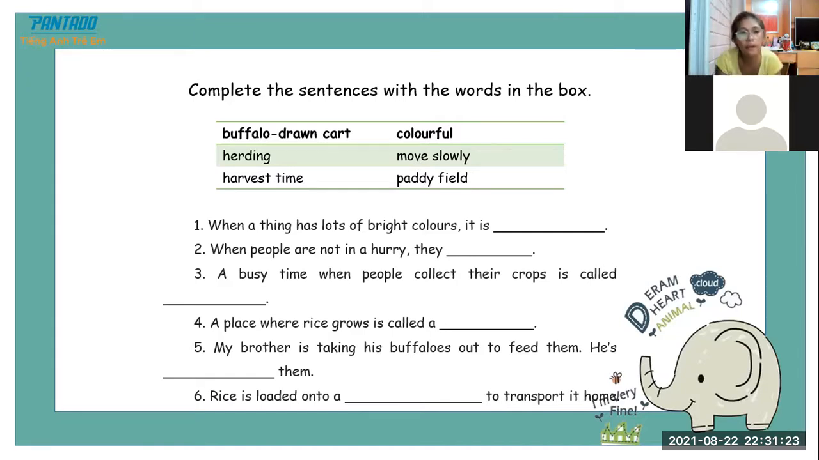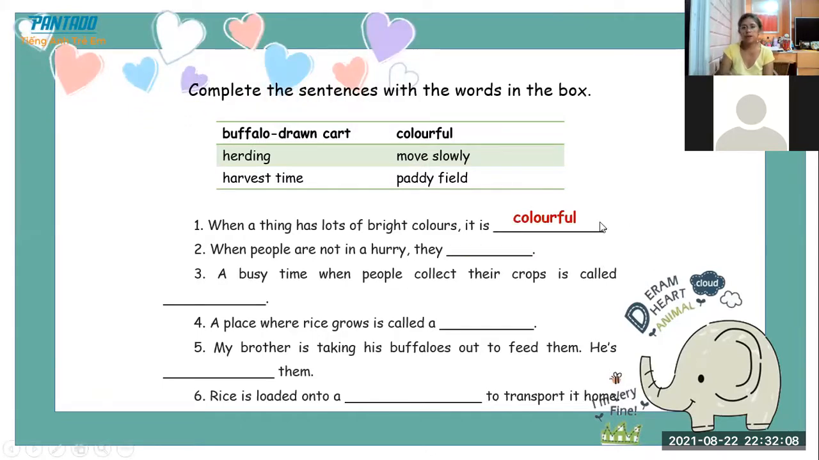Okay, Min? Ready? Yes. Okay. Complete the sentences with the words in the box. What is your answer for number one? When a thing has a lot of bright color, it is? Colorful. Okay, number two.